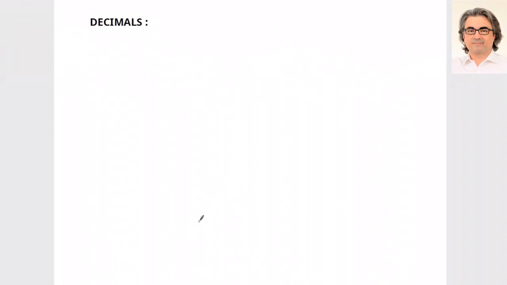Now decimals. Let's continue with the decimals. What are decimals? In algebra, decimals are one of the types of numbers which has a whole number and a fractional part separated by a decimal point. The dot present between the whole number and fractional part is called the decimal point. For example, let's write an example.